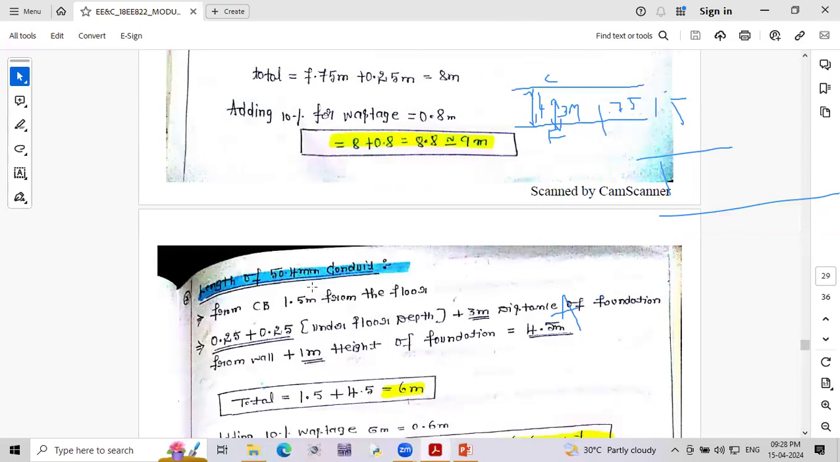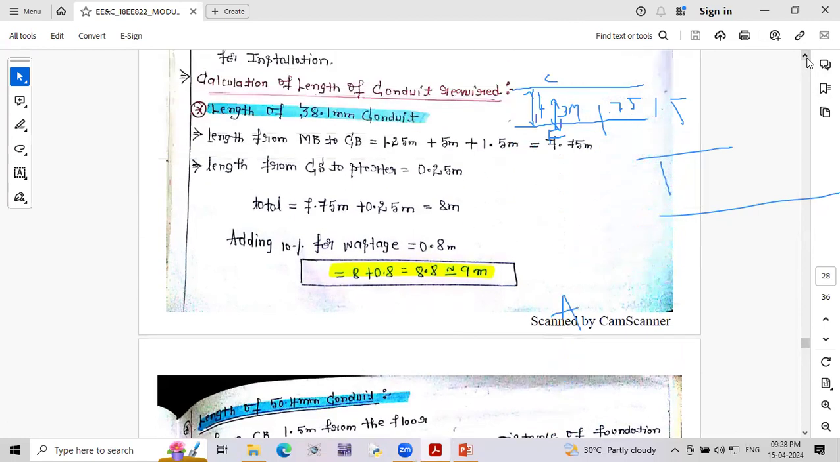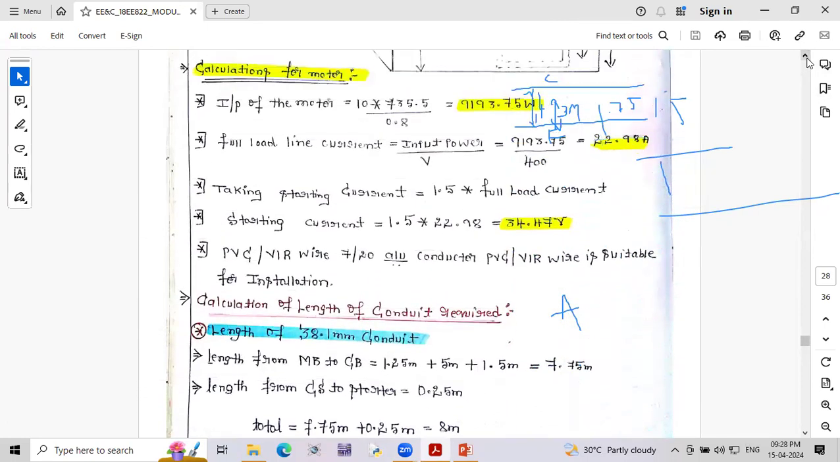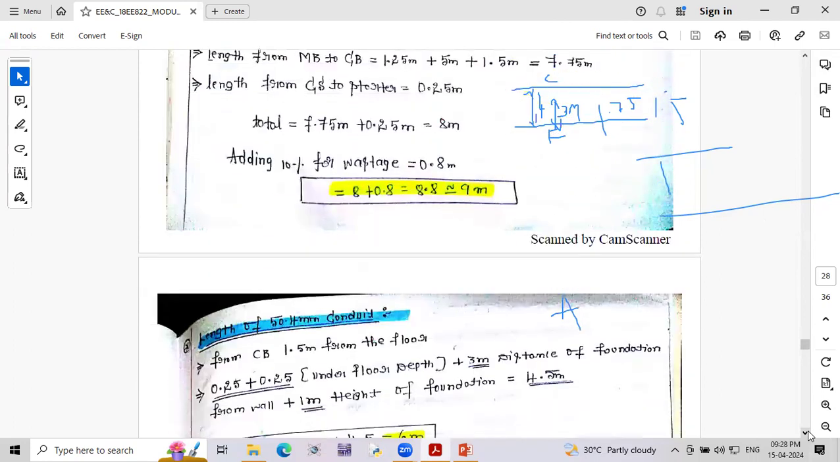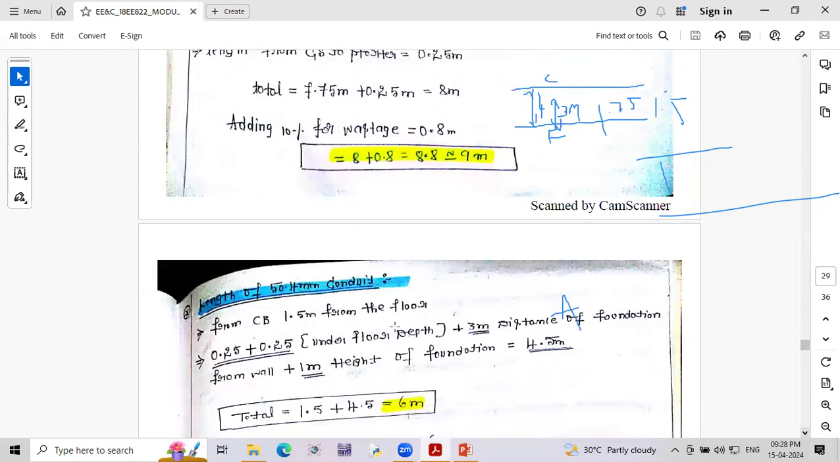50.4 mm conduit. Why 50.4 mm conduit? Because from here to here we are going to use 38.1 mm conduit from meter board to starter. Control board or starter, both are same. Here to here, from meter board to control board, we are going to use 38.1 mm conduit. But to meet this up to this ground level, we are going to use 50.1 mm conduit. Why? Because it needs to carry 6 wires from the starter.